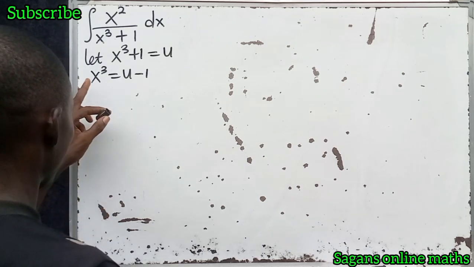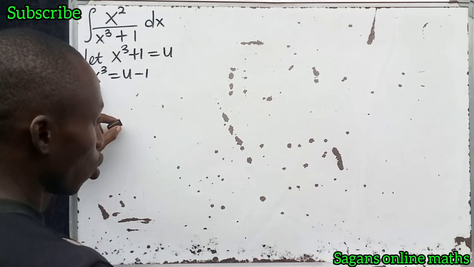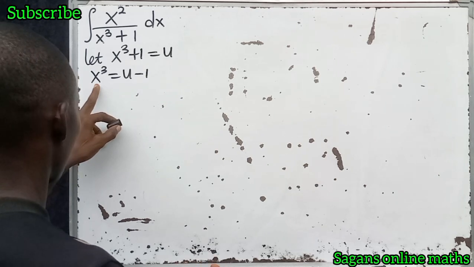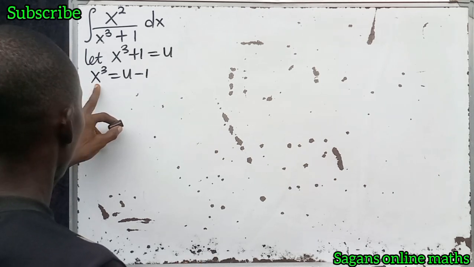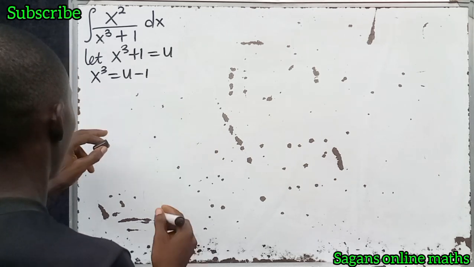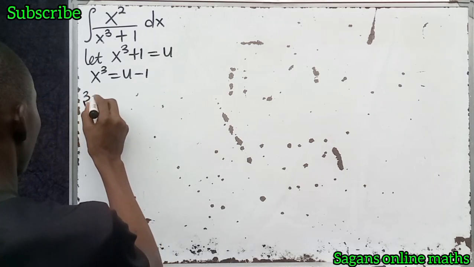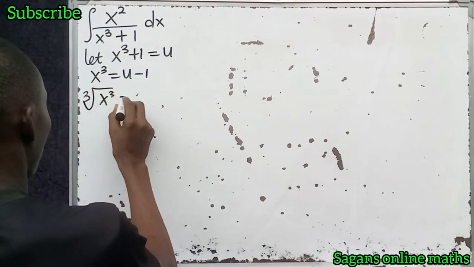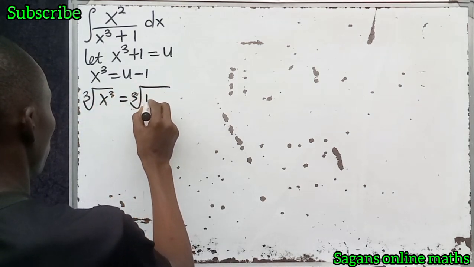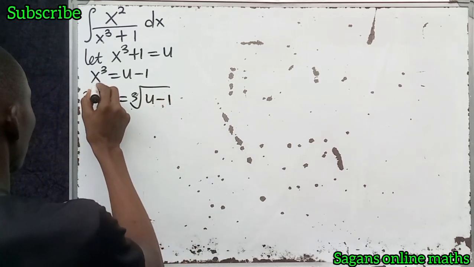Now our target is to make x the subject of the formula. We can use two options. You can either multiply both powers by the reciprocal of 3, or we'll take the cube root of both sides. Let's take the cube root of both sides. The cube root of x to the power of 3 is equal to the cube root of u minus 1. Now this cube root will cancel out this cube.